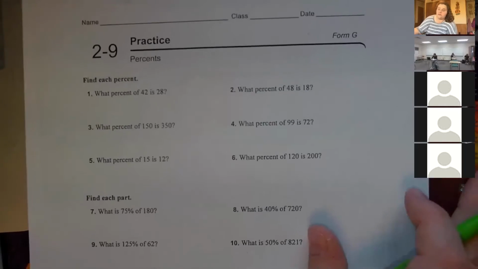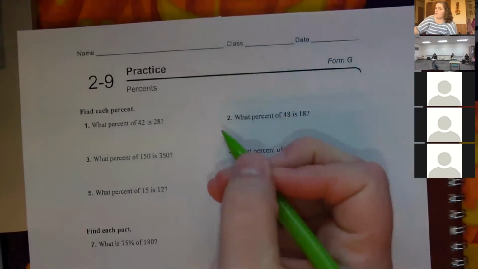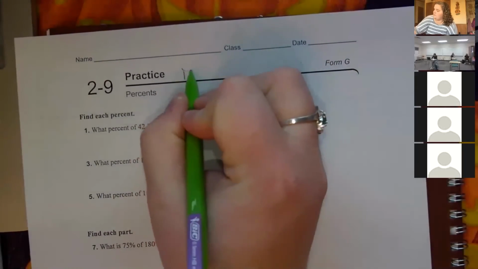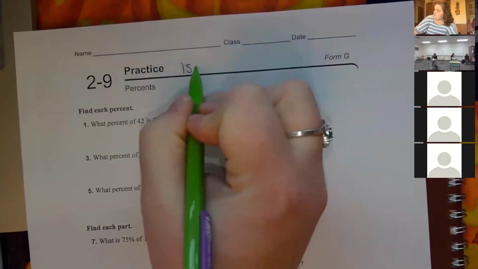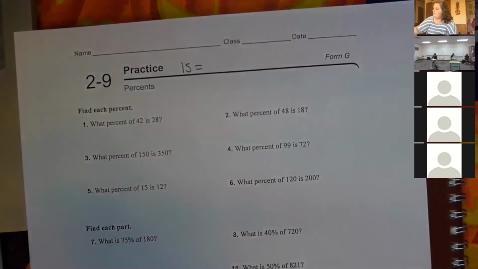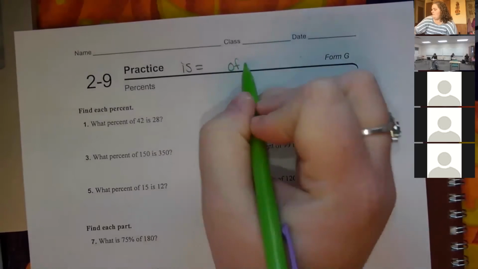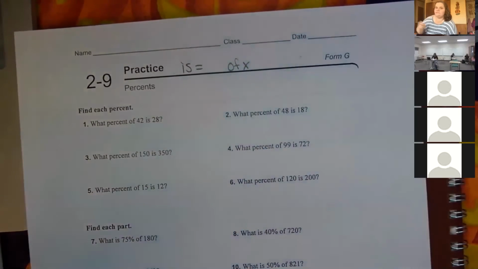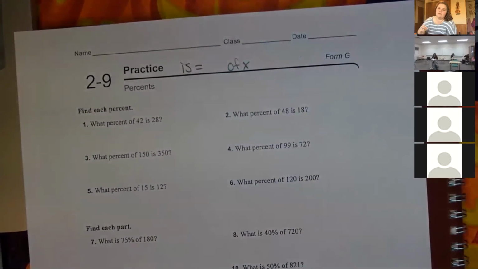Couple ways to do worksheet 2.9. So remember keywords. Is means equals. Of means to multiply. Percent's always out of 100. Okay. So there's more than one way to set these up. So I'm going to teach you 2 ways, which I taught you last year. And then you get to pick which way you like better.